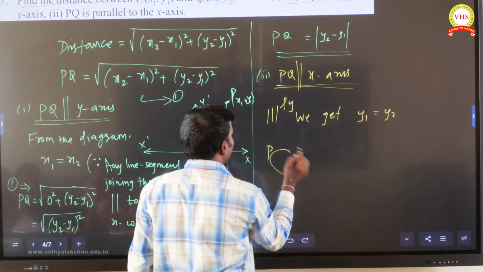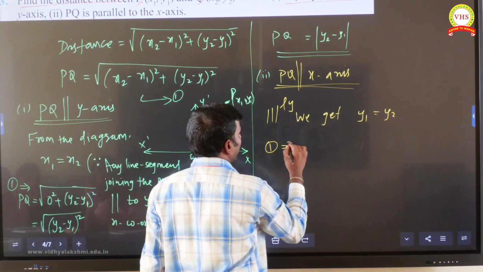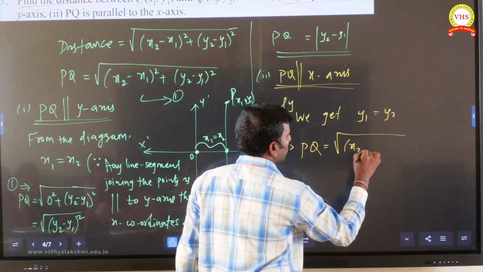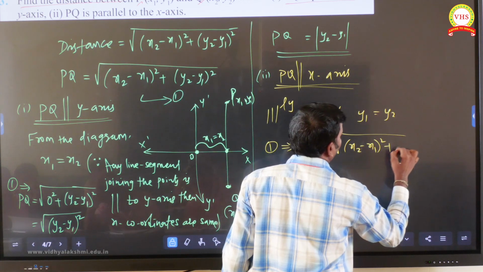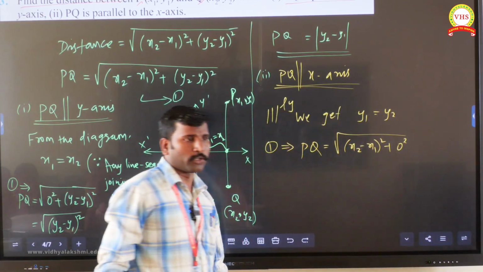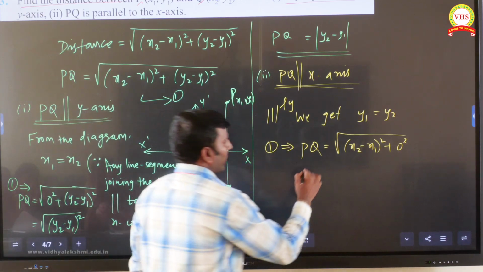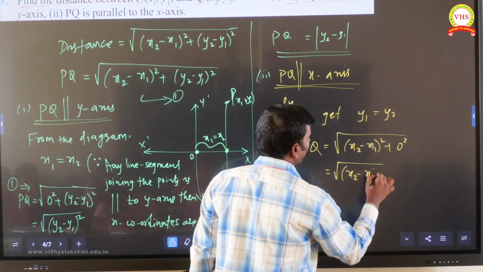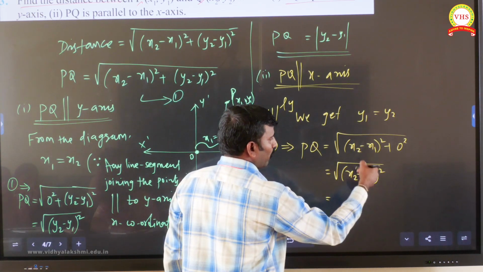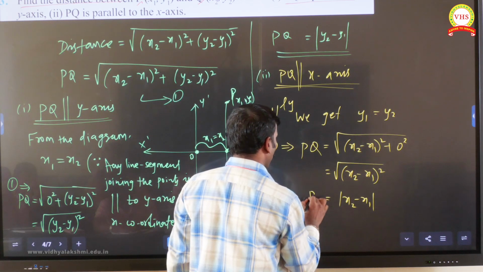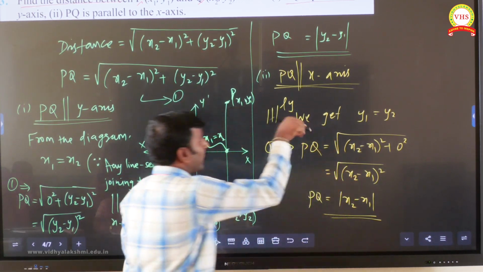Then equation 1 implies PQ equal to square root of (x2 minus x1) whole square plus (y2 minus y1) whole square. When you apply y1 equal to y2, you will get 0, so 0 square is 0, leave it. Now here, square root of (x2 minus x1) whole square. After removing the square and root, you will get modulus of x2 minus x1. That is my required PQ for the second one.